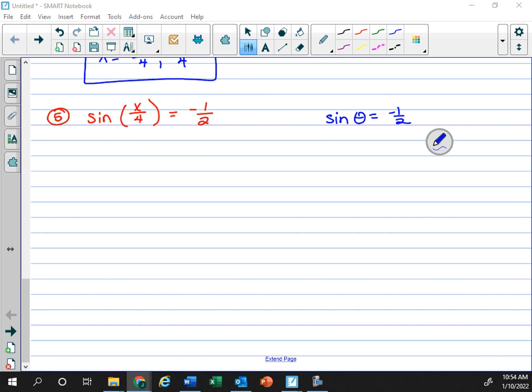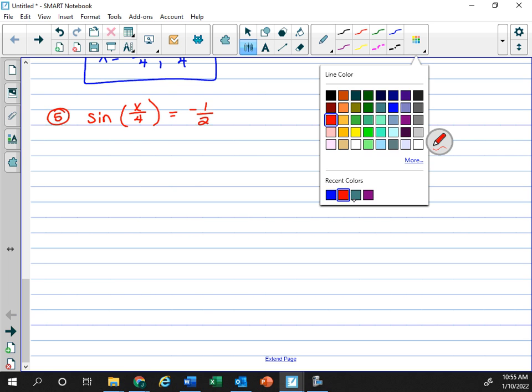Are we solving within, or like solving? Yes, you are solving 0 to 2 pi. It's good that you're noticing something.